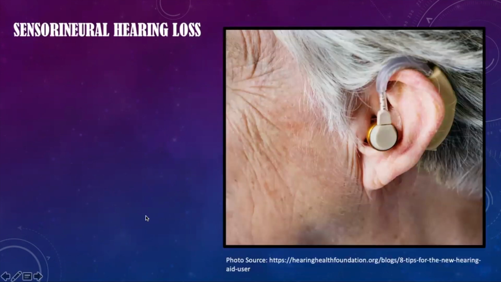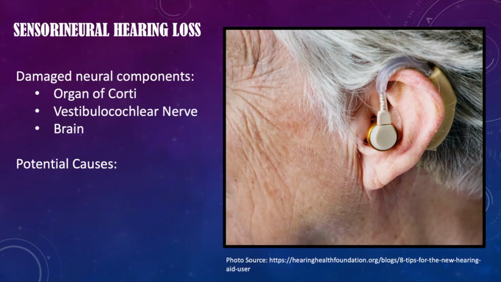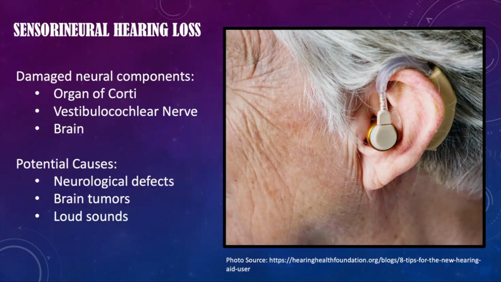There's also sensorineural hearing loss, which can be caused by damaged neural components, maybe damage to the organ of Corti, maybe damage to the vestibulocochlear nerve, or damage in the brain, in that auditory cortex of the brain. And it can be caused by neurological defects, brain tumors, or exposure to loud sounds over time.